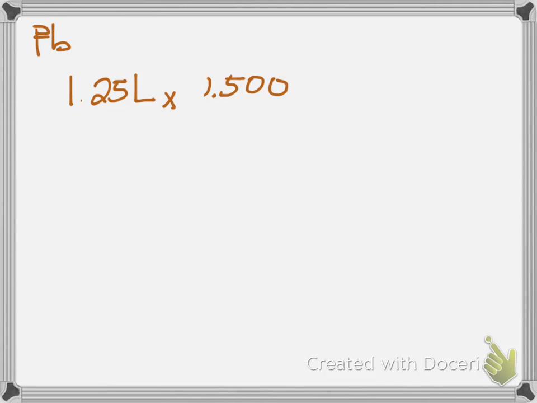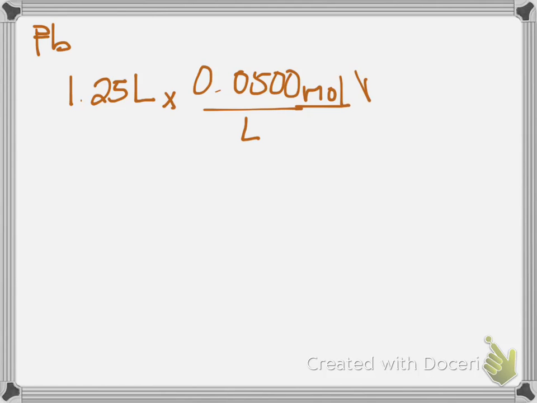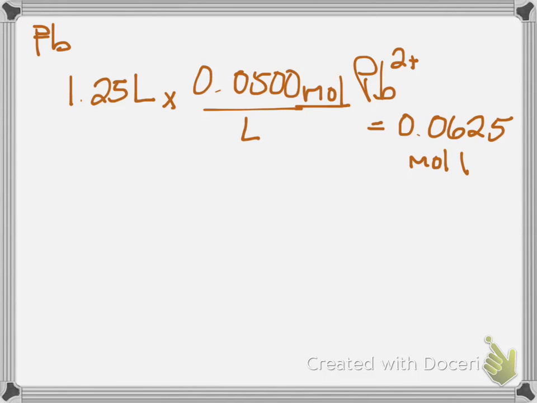0.0500 molar, so moles per liter. Alright, and that, remember, is of the Pb2+. Now you might say, well, wait a minute, that was for the lead nitrate. But remember, it's going to be exactly the same for the lead because the mole ratio between lead nitrate and lead when placed into water is 1:1. So that means the molarity will also be the same. Alright, so if we calculate this out, we notice that we've got 0.0625, and that's moles of lead.